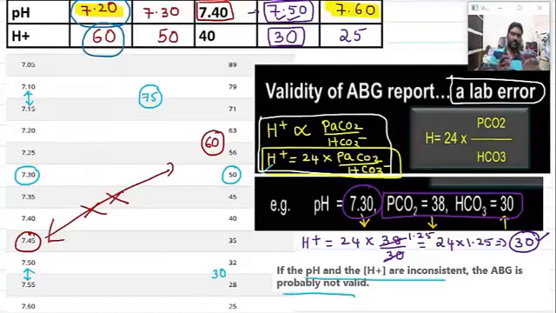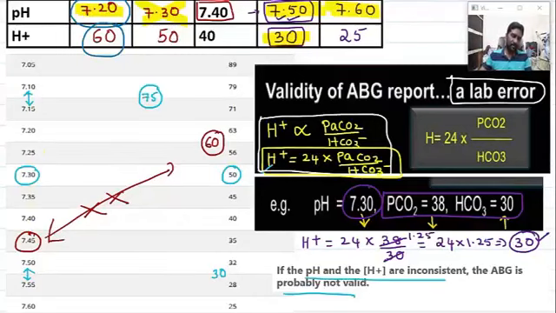So no need to be precise that 60 means 7.20. So it can vary slightly, but not this significantly. So for the given parameters, H plus was 30 in the question. H plus is 30, so the pH should be 7.50. But in the given question, it is 7.30. So it is not correlating. So this is how you should check the validity of ABG report.